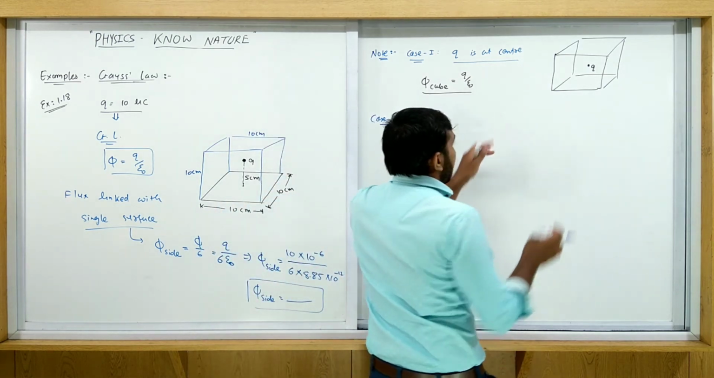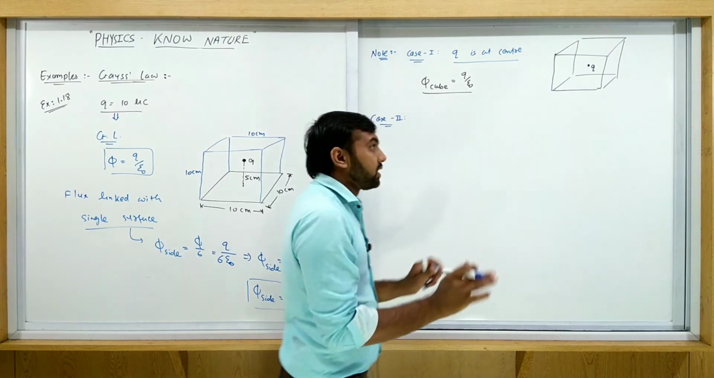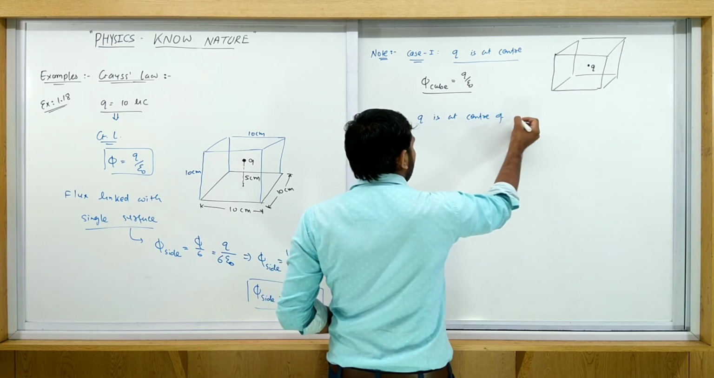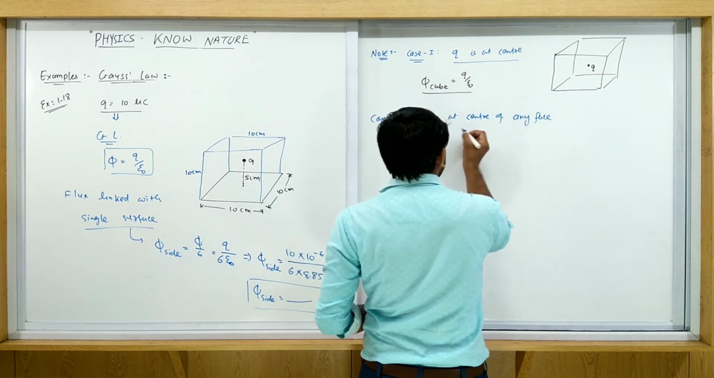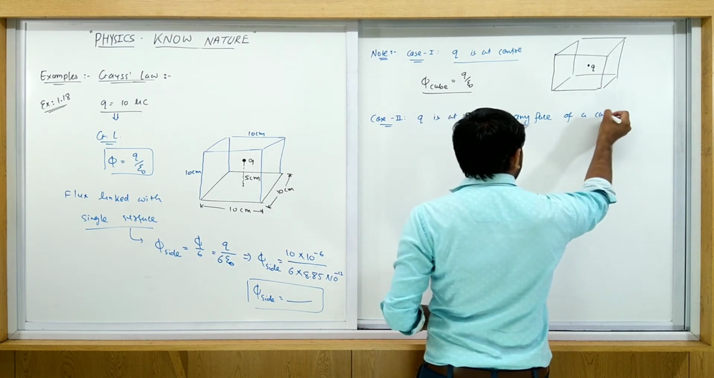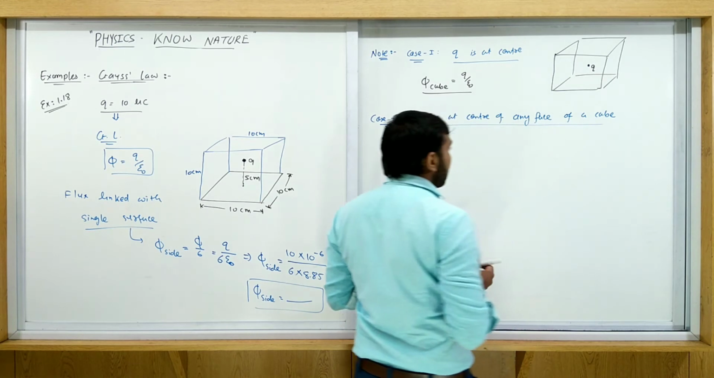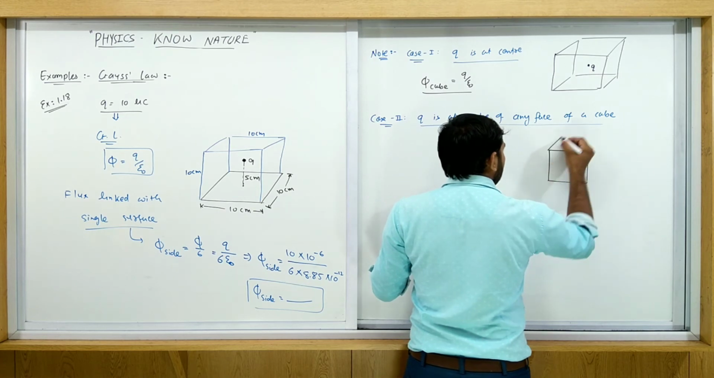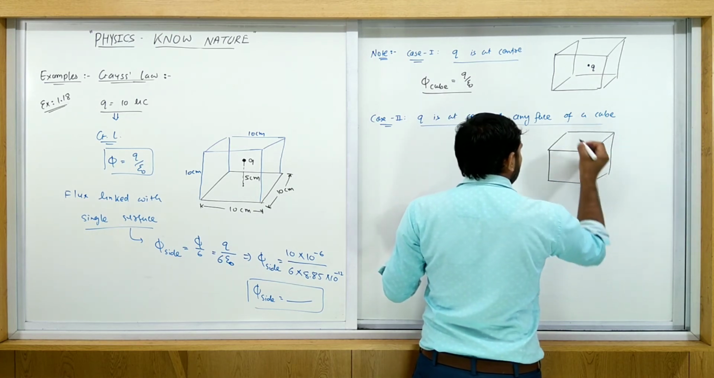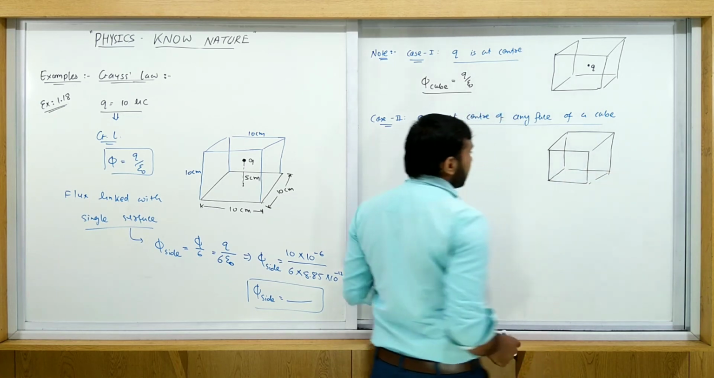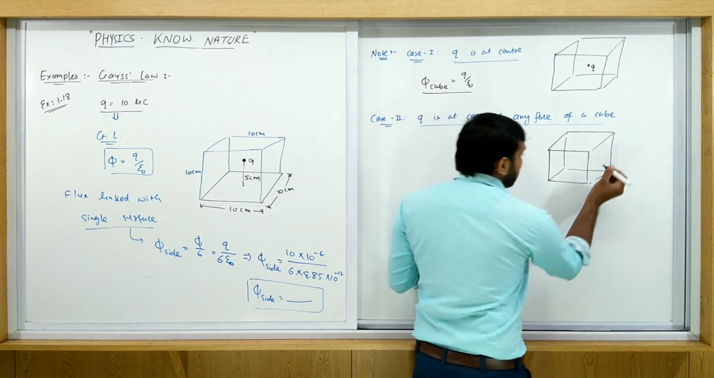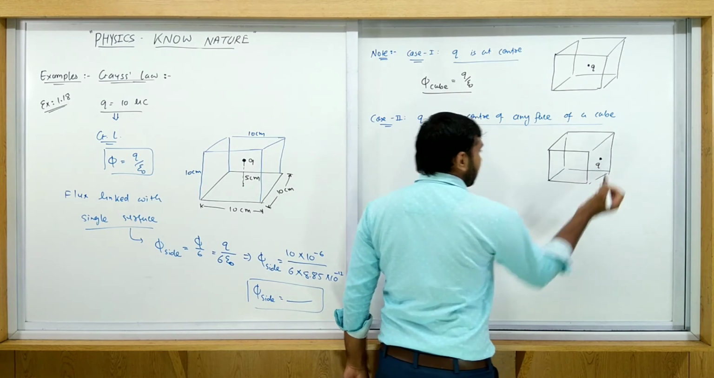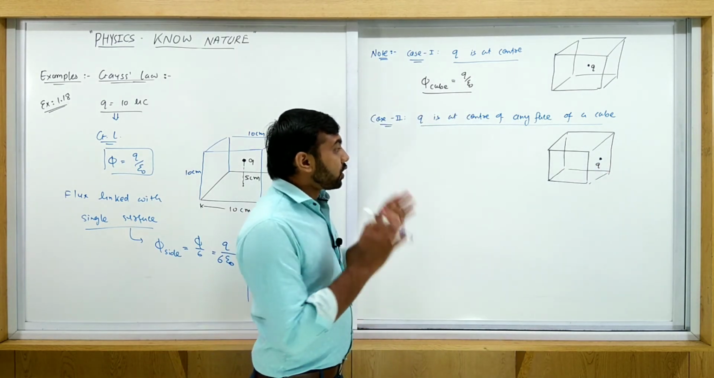If q is at the center of any face of a cube, what happens in this situation? See, I am drawing the figure. Right now you are not putting q at the center, you are putting q at the center of this face, any face. So this figure is not symmetrical.